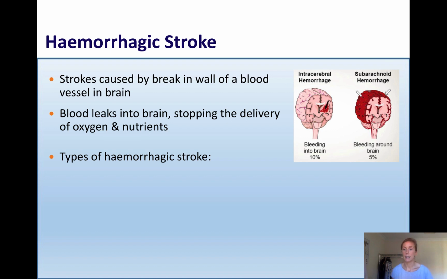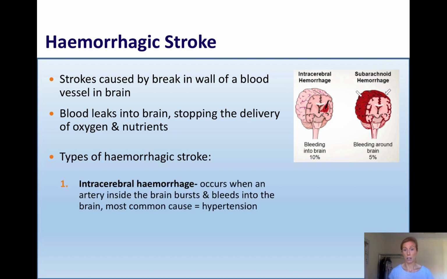So moving on to the second category, so like we said, sort of 10 to 20% of total stroke cases are hemorrhagic, okay? So caused by a break in the wall of a blood vessel in the brain. That blood is going to leak into the brain and obviously stops delivery of oxygen and nutrients. Again, two different types of hemorrhagic stroke that you want to be familiar with. So we've got intracerebral, okay, so that's when an artery inside the brain bursts, bleeds into the brain, and the most common cause to be aware of is actually hypertension, okay.